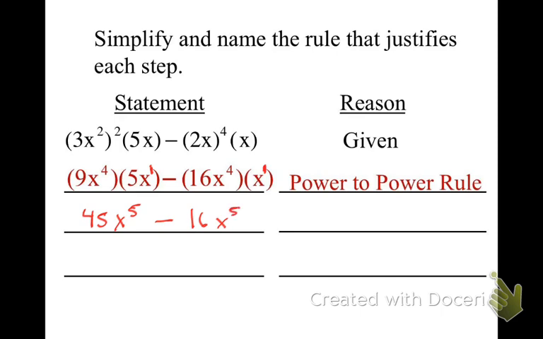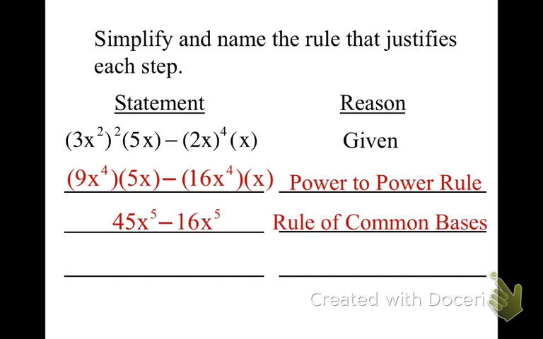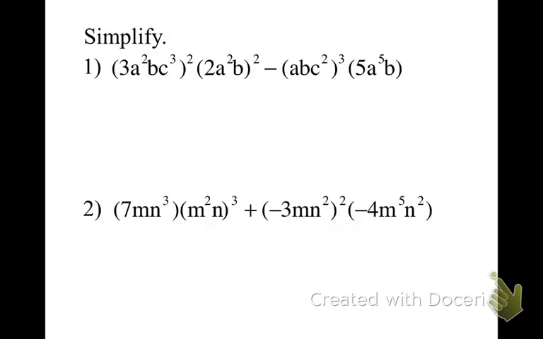Let's see if that's what the PowerPoint did. I'm pretty sure they did. And we're using the rule of common bases where we multiply. Now we are doing combining like terms. We can only combine like terms if the variable and the exponent are exactly the same, and they are in this case. So all we really do is add the coefficients. 45x to the 5th, take away 16x to the 5th. How many x to the 5th do we have left? 29x to the 5th. So we are combining like terms there.